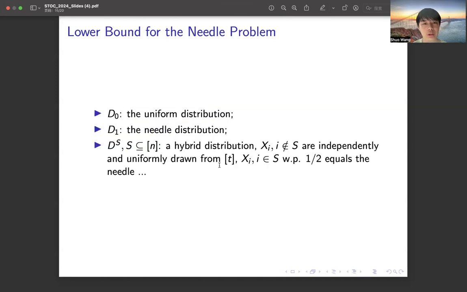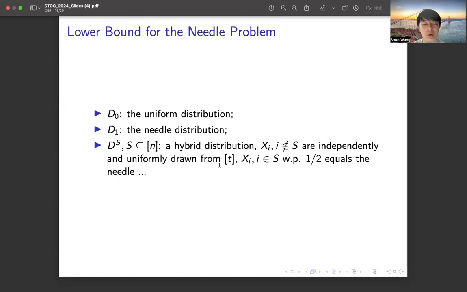And let me first introduce some notation here. Here we use D0 to denote the uniform distribution and D1 to denote the needle distribution. Maybe we should recall the definitions of those distributions. In the uniform distribution, each data is uniformly sampled from T. And in the needle distribution, we first sample a needle, and each data with probability p equals the needle, and otherwise is uniformly sampled from the domain T.